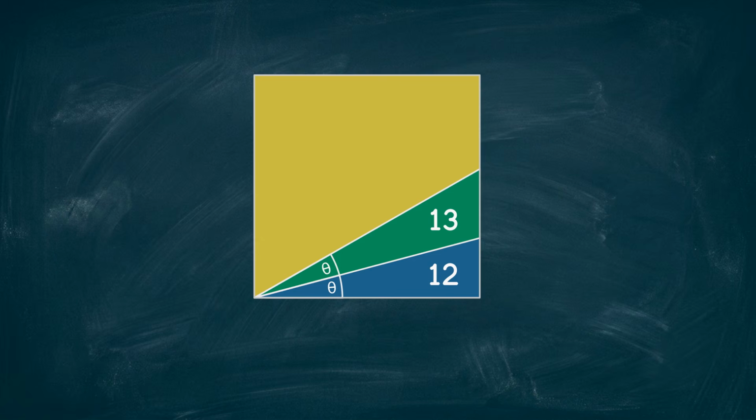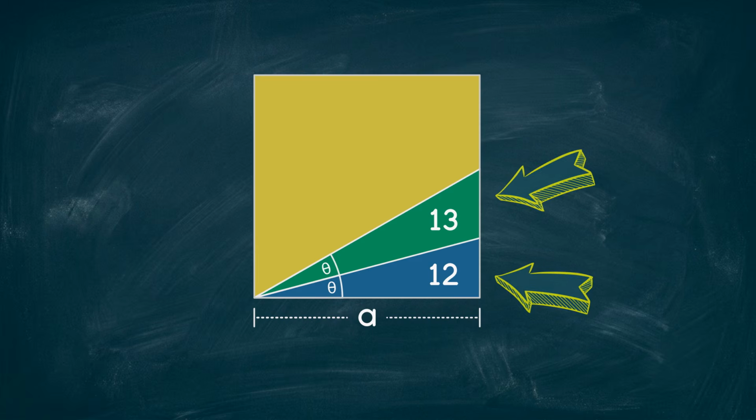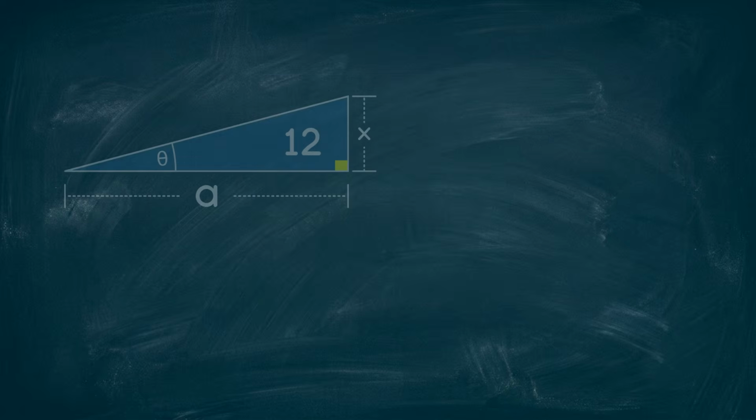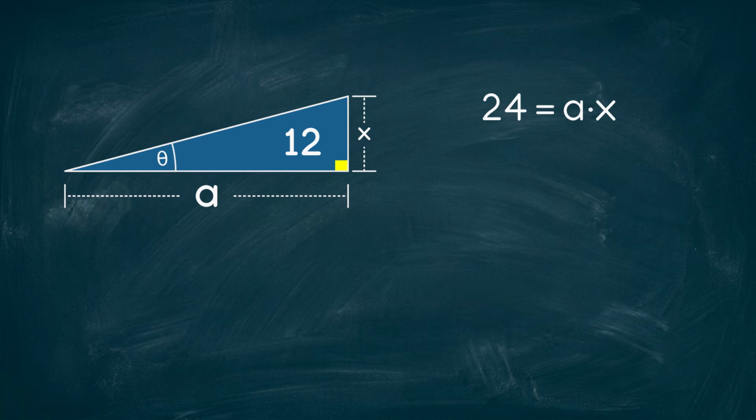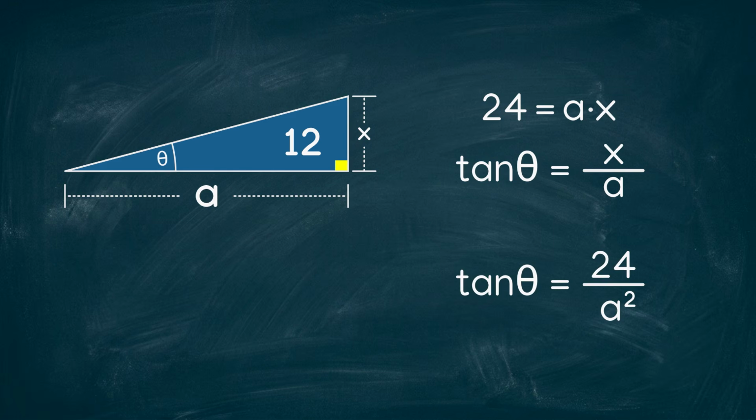For convenience, let A be the side length of the square and X, Y these two segments. From the blue triangle, we get two relations. Twice the area of the triangle, which is 24, equals A times X. Tangent theta equals X over A. Combining these two equations, we get tangent theta equals 24 over A squared.